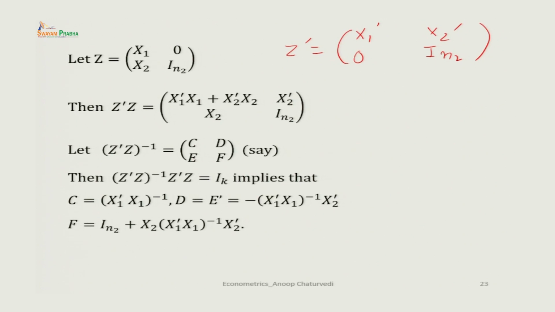Now, what you have to do? You take z transpose z inverse times z transpose z equal to I_k, or you can say you multiply this z transpose z by C D E F, and you multiply this C D E F by z transpose z, and then you write this equal to I 0 0 I, and then you equate the corresponding terms. So, you obtain C equal to (x1 transpose x1) inverse, D equal to E transpose equal to minus (x1 transpose x1) inverse x2 transpose, and F is equal to I_n2 plus x2 (x1 transpose x1) inverse x2 transpose.